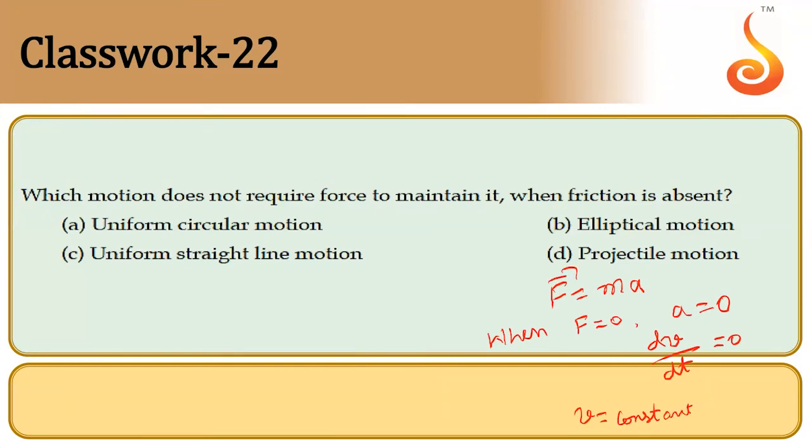Now put vectors on each. So velocity is constant means both magnitude and direction are constant, right? So if velocity is constant, it has to maintain the same direction. That means it is possible only in uniform straight line motion. So it has to move with uniform velocity along a straight line. That's the only motion that is possible.